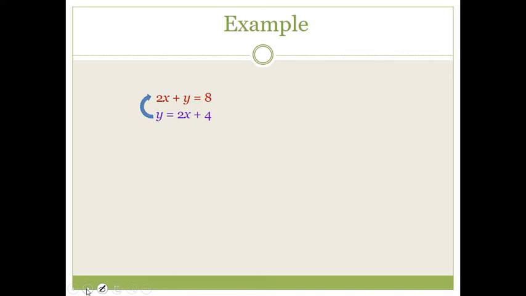So let's talk about how we use this. Since I know that y is really equal to 2x plus 4, remember these two expressions are equal. Since y is equal to 2x plus 4, then wherever I see a y in the other equation, I can replace it with that expression. So right here, I took that y was equal to 2x plus 4 and substituted it into the other equation for y. So notice how I replaced y with what y is equal to.